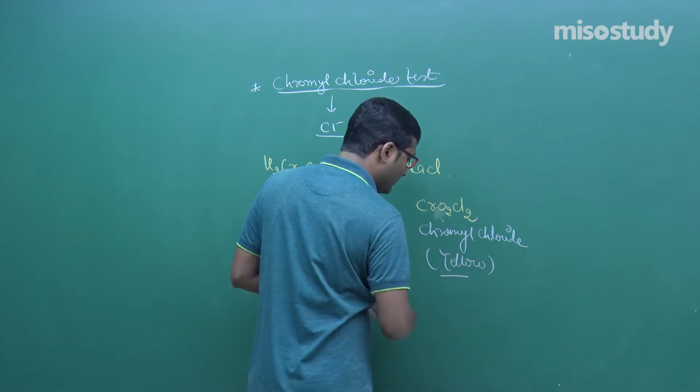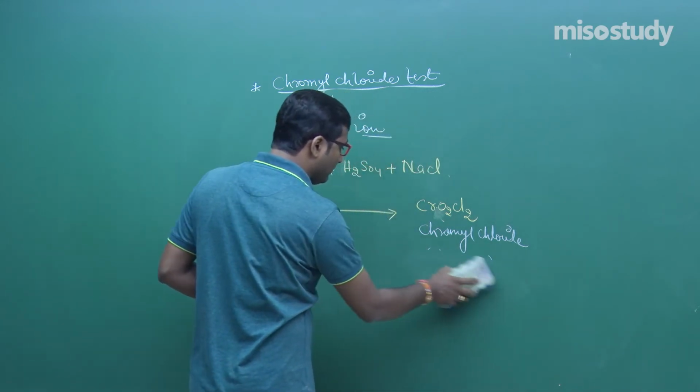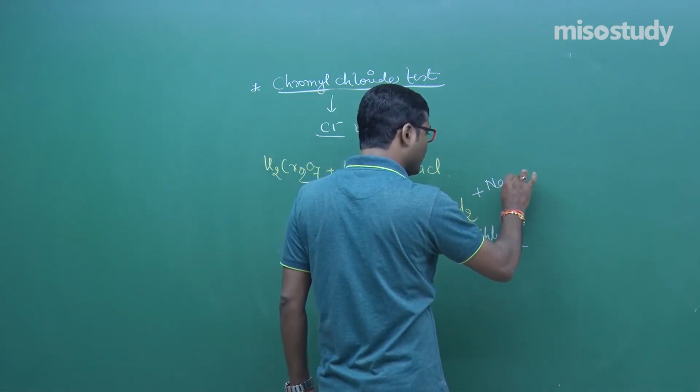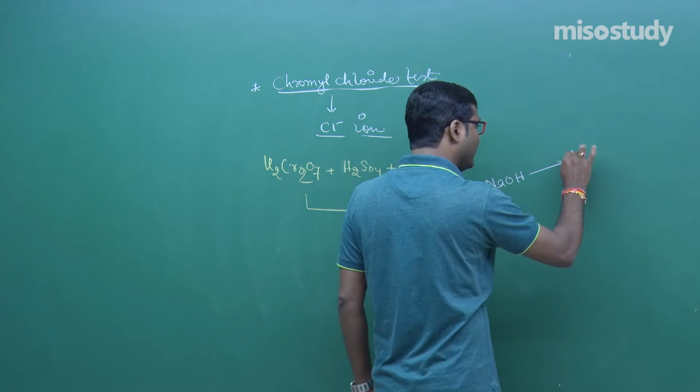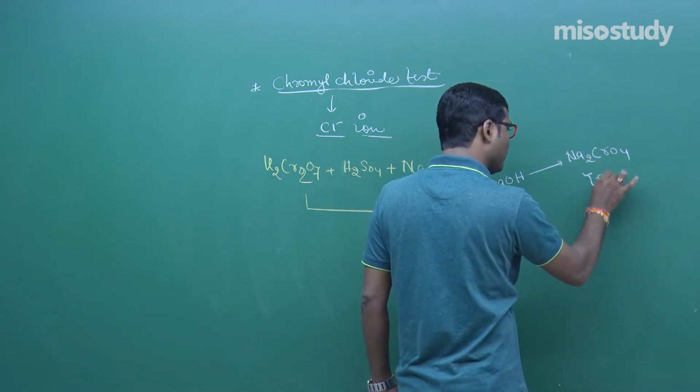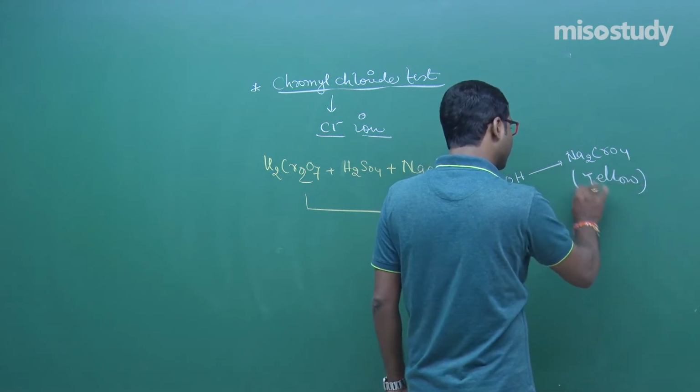Clear to you? No, sorry, pardon. This is not yellow in color. Pardon, my friend. It is when treated with NaOH that it will give a yellow color, Na2CrO4. This is the yellow color.